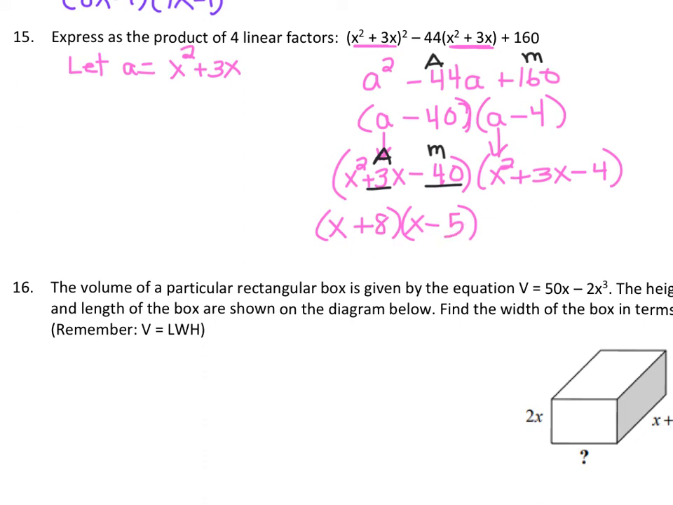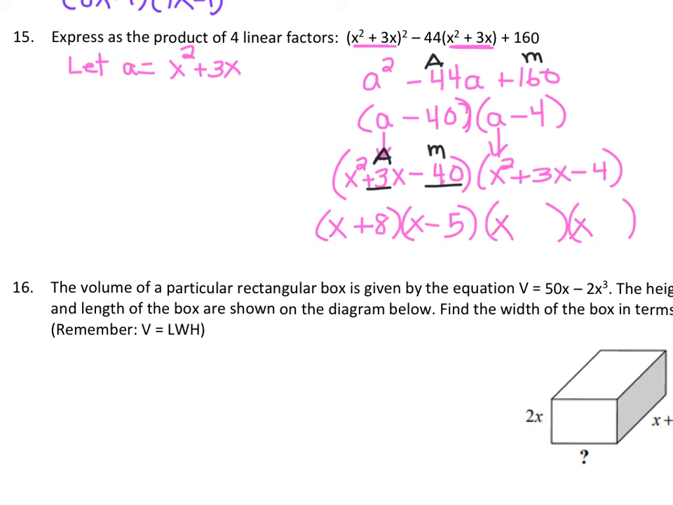So as of right now, these are 2 linear factors. Now let's see if we can create 2 linear factors from this. All right, so again, we have a trinomial where the leading coefficient is 1. So I'm going to set up 2 sets of parentheses. And since this first term is an x squared, I'm going to put an x in the first spot in each parenthesis because x times x gives you x squared.